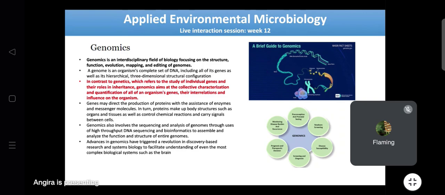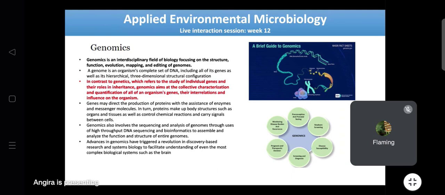So therefore, with the help of genomics, we can study the sequencing and analysis of the genomes, and thereby we can use it for high throughput DNA sequencing and bioinformatics, and thereby assemble and analyze the function and structure of the entire genome. So basically, certain advances in genomics have triggered a revolution in discovery-based research and systems biology, which has facilitated the understanding of the most complex biological systems such as the brain.